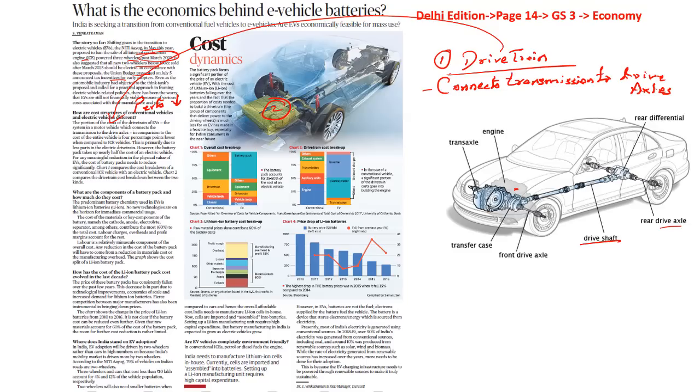What are the components of the battery pack and how much do they cost? What are the various components when it comes to the battery? This basically involves the cathode, the anode, the electrolyte, and the separator, and these contribute about 60% of the cost of the battery. Apart from this, there are other costs associated with battery production. One is the labor cost, then the overheads, and finally the profit margins.